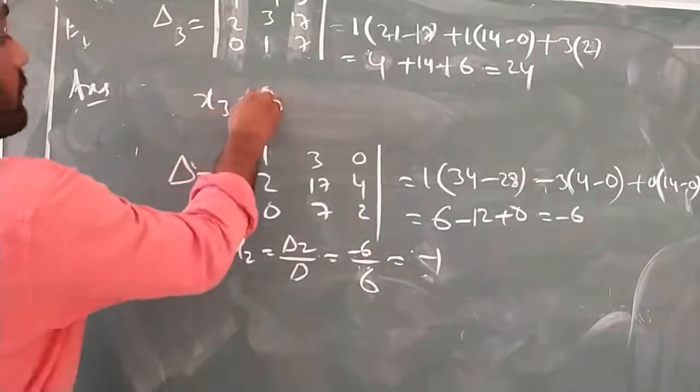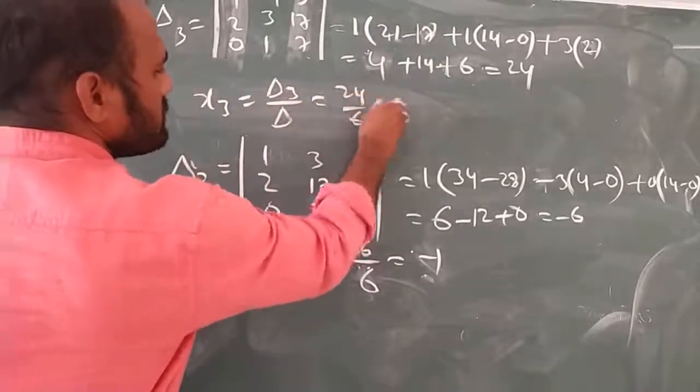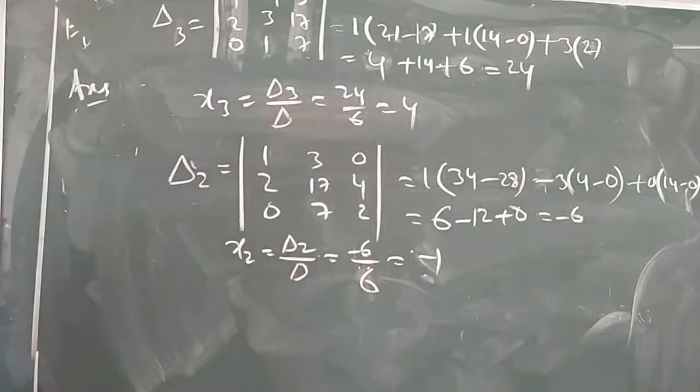x3 can be obtained by the formula delta 3 by delta, that is 24 by 6, which is 4. So these are the values of x1, x2 and x3.